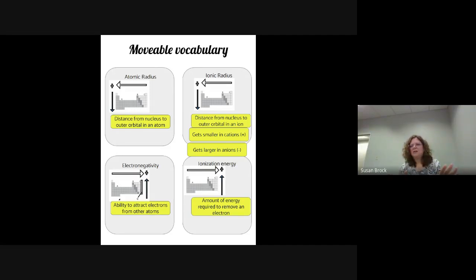It's harder to take an electron away from some atoms than others, because some of them, the metals, want to give up an electron, so their ionization energy is lower than the non-metals, who don't want to give up any. So that's ionization energy. All right, do we have any questions on that screen? Okay, we're about to go into why we have these trends.